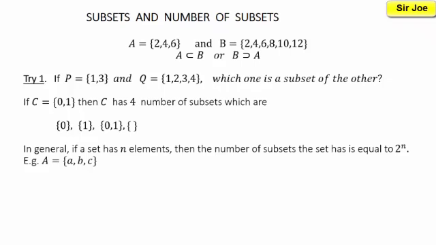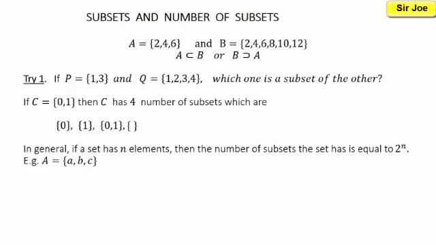So for example, if my set has 4 elements, then the number of subsets I must get is supposed to be 2 exponent 4, and 2 exponent 4 will give you what? 16. So that means I'll get 16 subsets. I hope you are through with it.